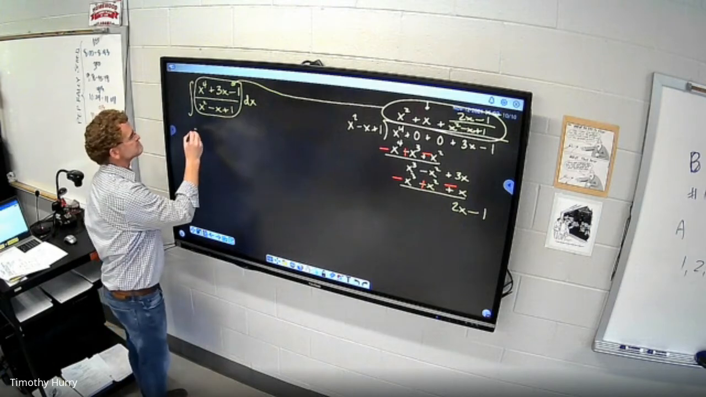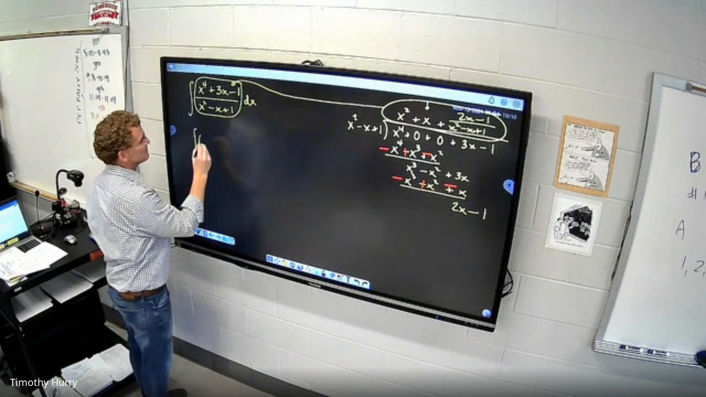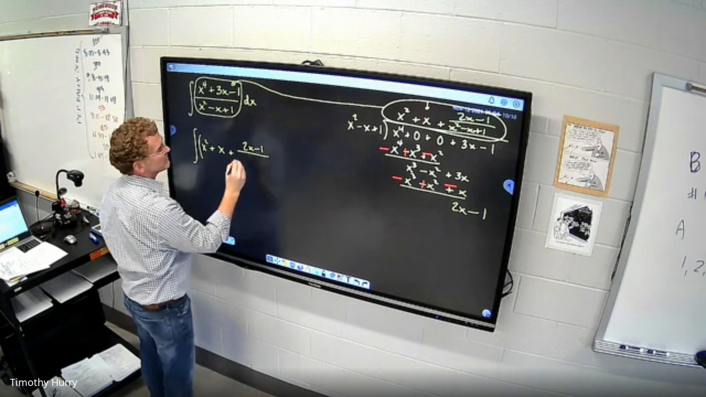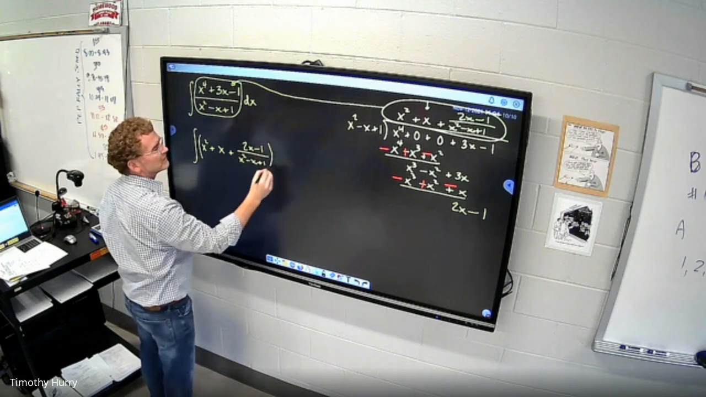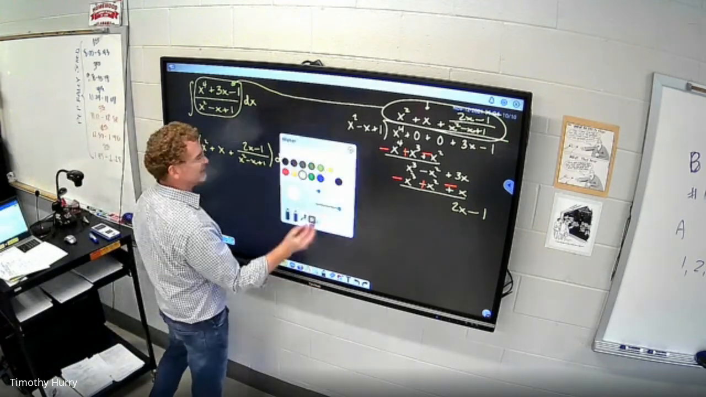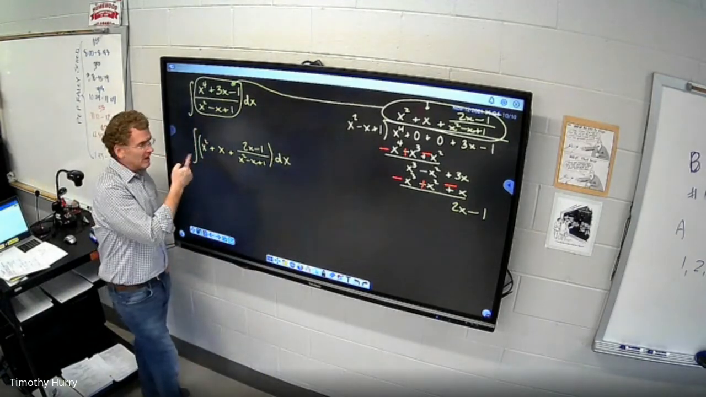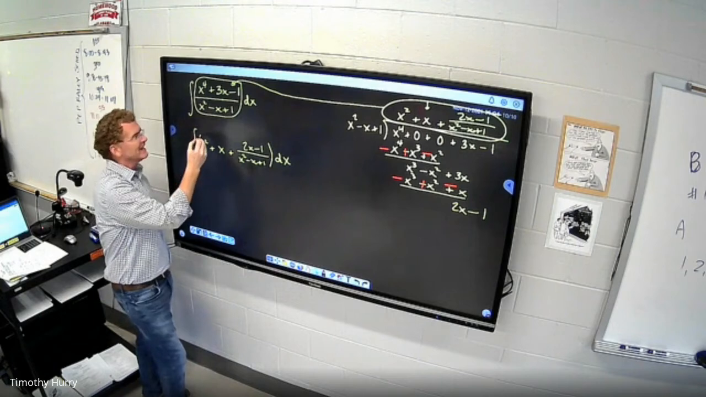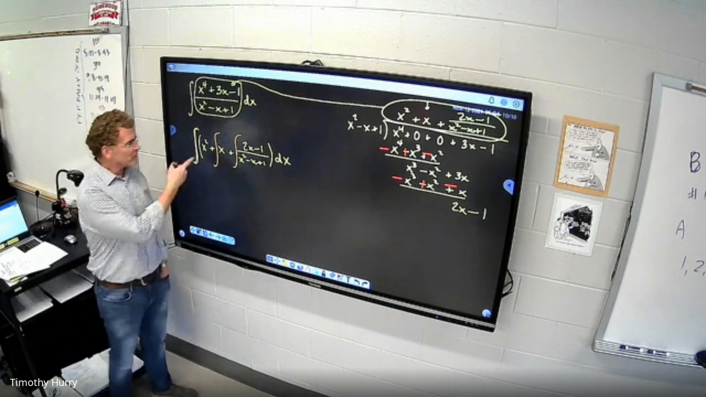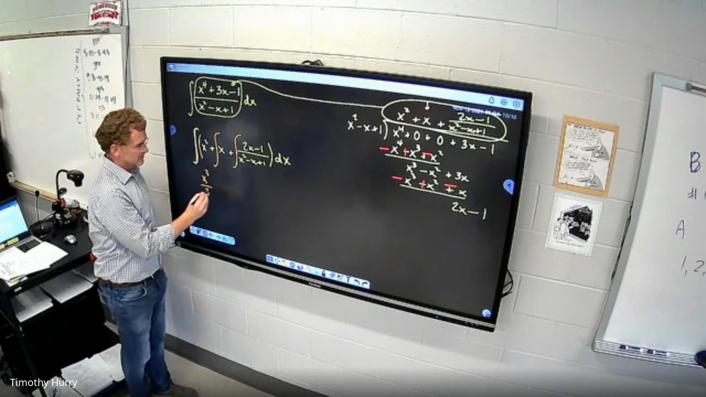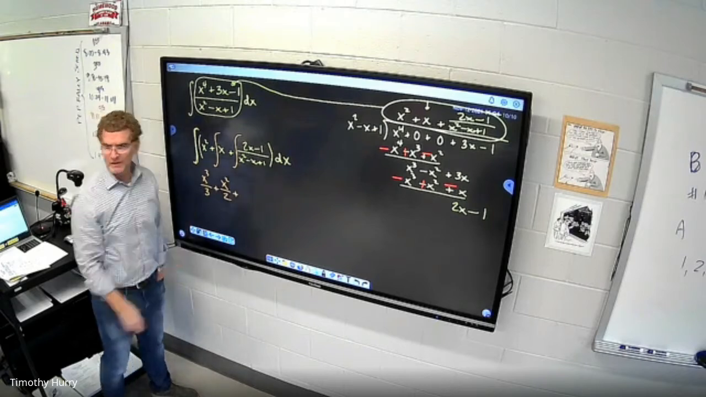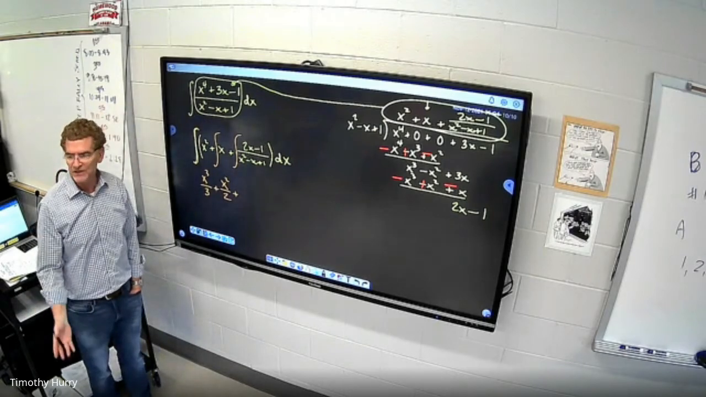So here we go. I got an x squared, an x, and a 2x minus 1 over an x squared minus x plus 1 dx. And that I should be able to integrate. Why? Because if I'm adding or subtracting, remember, we can integrate each part separately. So the first part, child's play. The second part, child's play. And the third part, I should be able to get away with a nice, neat u substitution.